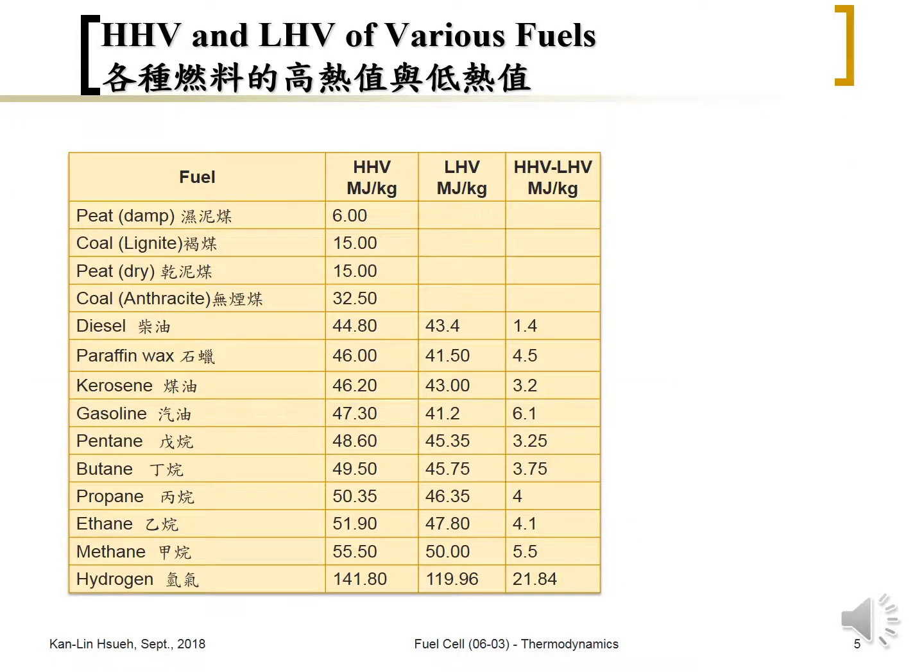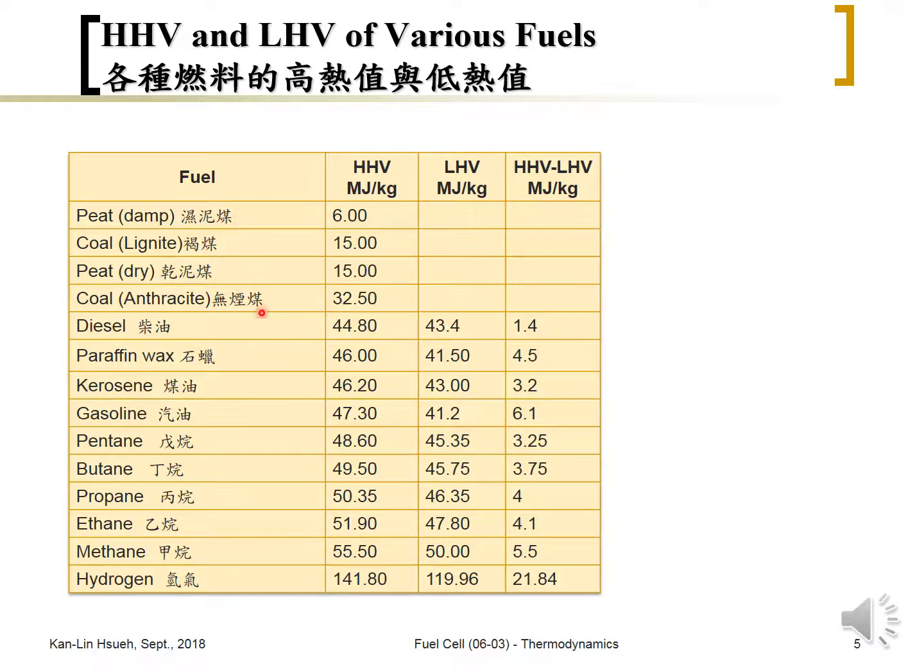This table gives you different kinds of fuel, with the high heating value, the low heating value, and the difference between the high heating value and the low heating value. All of these are more or less like diesel or propane, pure compounds, so we can estimate the different heating values.